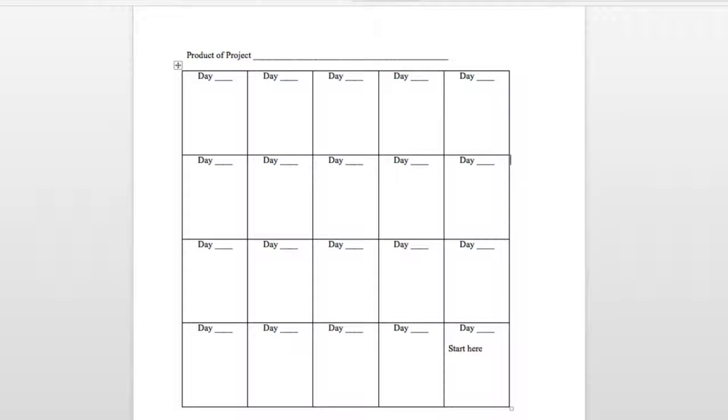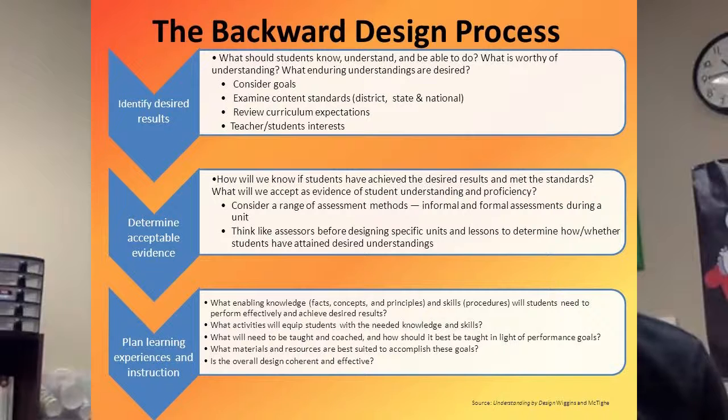Backwards building specifically looks like what you see here, which is that instead of starting at the beginning of a unit saying, this is what we need to do, and then we need to do this, and then we need to do this, and building it forward, you're actually going to build it backwards. So you're going to start at the end. So what is the identified desired results? What do you want students to produce to show that they have learned what you want them to learn?